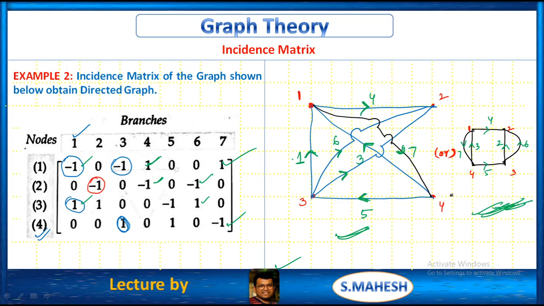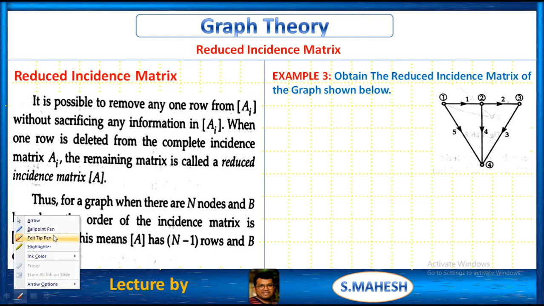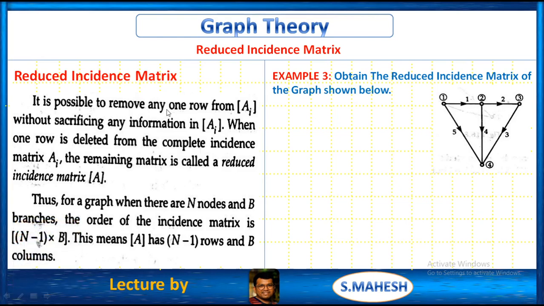Like this we have to get the incidence matrix. Next, reduced incidence matrix. So what is reduced incidence matrix? It is possible to remove any one row from that incidence matrix without sacrificing any information. So we are not losing any information from that reduced incidence matrix. Then why are we not providing extra elements in that matrix? Because we are not losing any information, therefore, we are not providing extra elements.